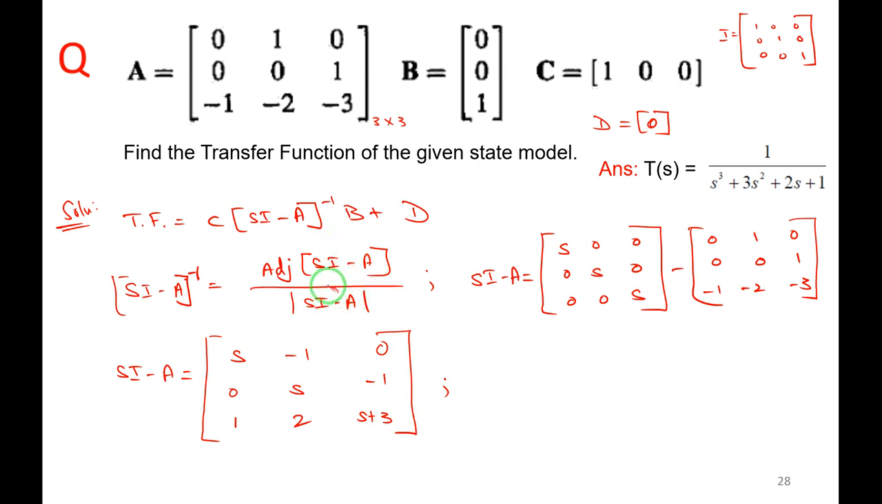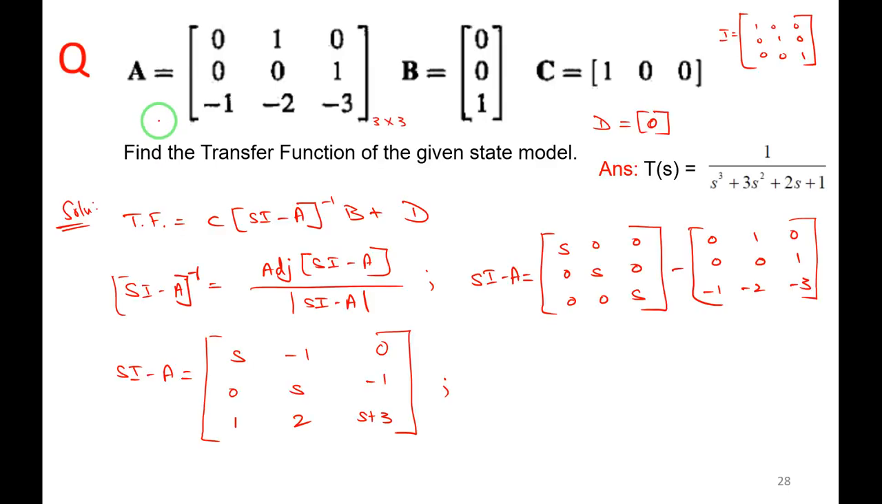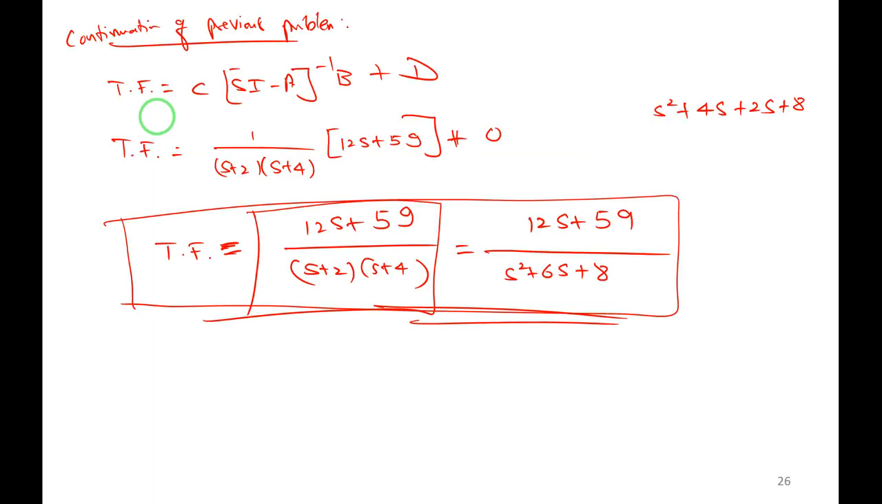For this problem, I don't know how to find out the adjoint of a 3 cross 3 matrix. Can anyone help me out? How to find out the adjoint of this 3 cross 3 matrix? Anyone? Or else I will stop here only, and take it in the next class, maybe in the evening after finding out, or in the afternoon. I will stop here only. I will take it in the afternoon. I will stop recording here.